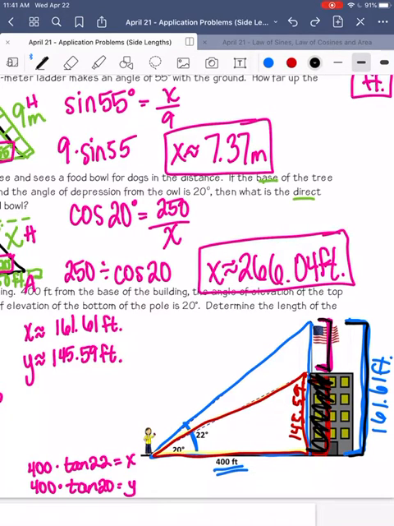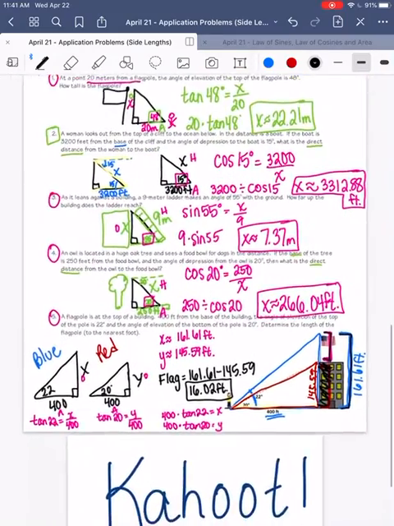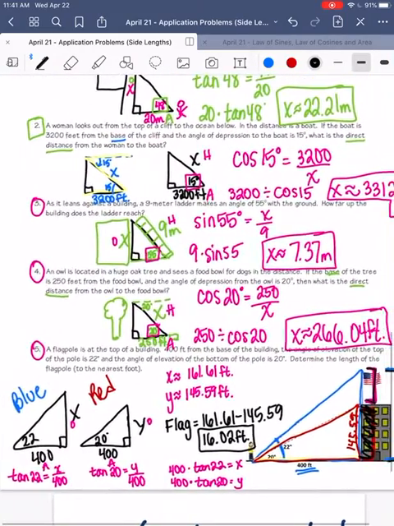So then we'll have the flag, I can't spell, sorry. Flag equals 161.61 minus 145.59. And so then your final answer will be 16.02 feet. Okay? Some of you rounded differently, so that's why your answer might be slightly off, but remember we're trying to round to the hundredths.